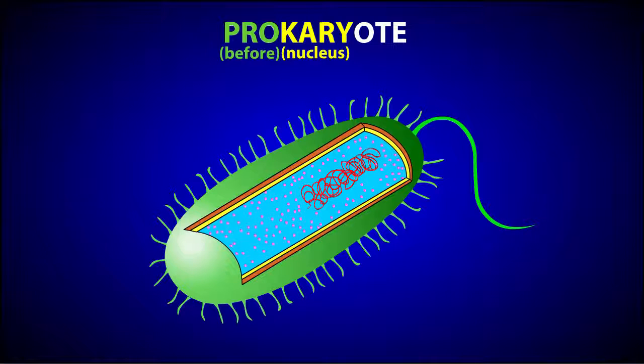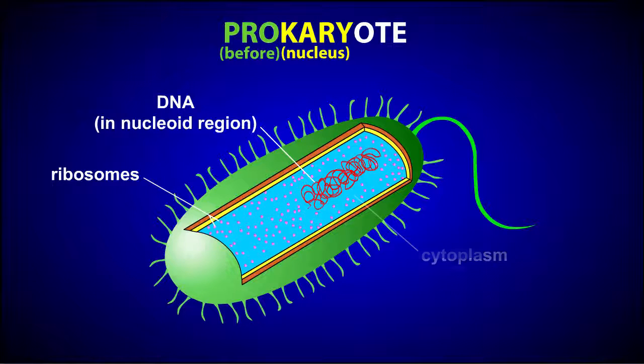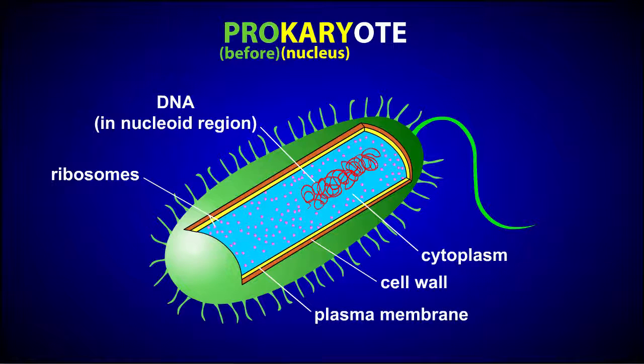However, small structures called ribosomes are scattered throughout its cytoplasm. The cell's DNA is located in a region of the cytoplasm called the nucleoid region. The nucleoid region is not the same thing as a nucleus because it's not enclosed by a membrane. Prokaryotes also have a cell wall that surrounds the plasma membrane. The composition of the cell wall depends on whether the cell is an archaean or a bacteria, but basically it consists of complex polysaccharides. Prokaryotes also often possess one or more flagella, which are used for movement.